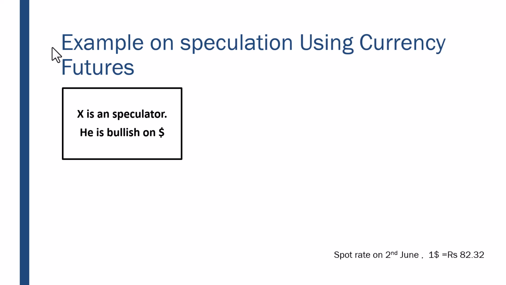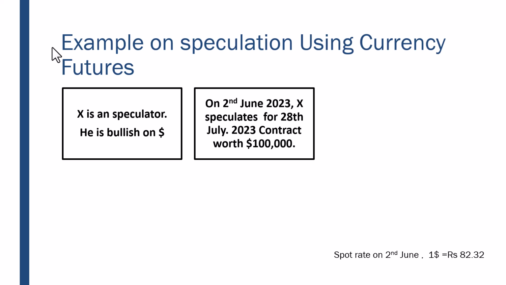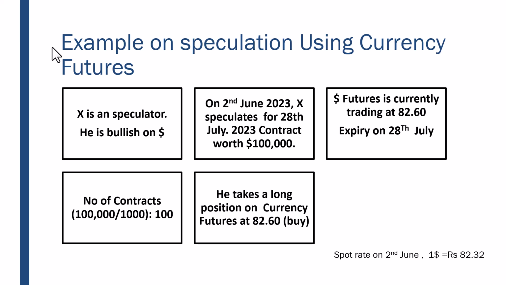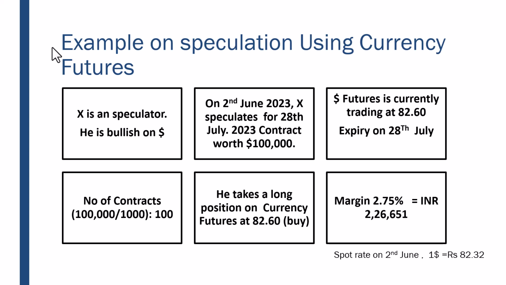You don't have any underlying transaction. Now you take a bet on $1 lakh. Today is 2nd June and you're taking a bet in the July contract. The rate of the dollar is 82.60 for the expiry of July. So you take a long position in the currency futures. You are bullish, you take a long position, and you pay a margin.